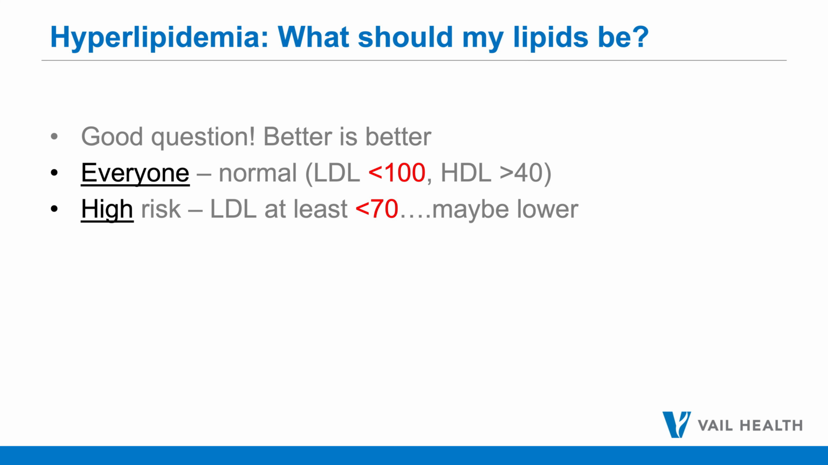High risk. So that's for everyone. So if you're high risk, what does high risk mean? That means you've had a heart attack, you've had a stroke. We think that based on your family history or your calcium score, some of this stuff that we'll talk about in a minute, we think that you're higher risk than the average bear. We should probably get your LDL lower.